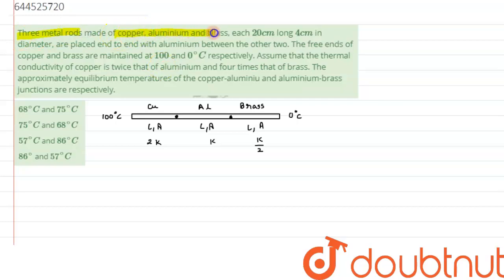Hi everyone, so we are given a question which says there are three metal rods made of copper, aluminium and brass, each 20 centimeter long, 4 centimeter in diameter, placed end to end with aluminium between the two others.